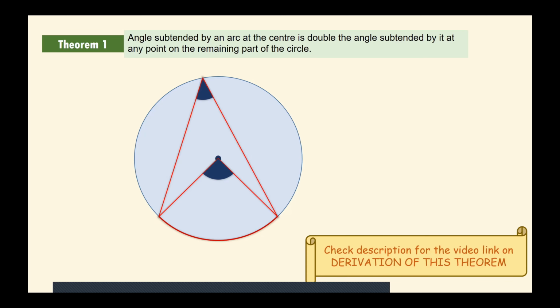In another way, if the angle on the circumference is, for example, 32 degrees, then the angle subtended by the same arc at the center will be double of that, that is 64 degrees. So this theorem can be remembered as: keeping an arc fixed, the angle at the center is double and the angle on the circle is half. The video link on the detailed proof of this theorem is given in the description.